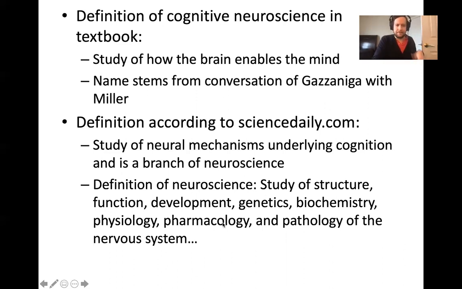And then here's a definition of neuroscience. Neuroscience is definitely the biological aspect of the mind. It covers the different aspects of the biology: the structure of the brain and neurons and nerves in the body, their function, the development of those things, things like genetics, biochemistry, in the different aspects of the nervous system. So that's a definition of neuroscience. But really, when I think neuroscience, I just think the biological aspects of stuff.